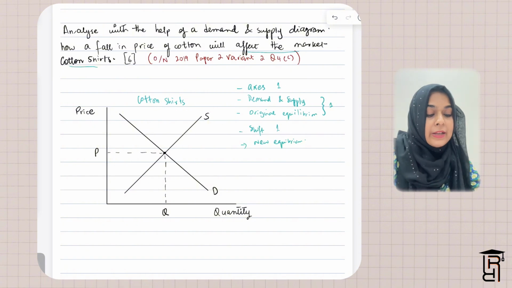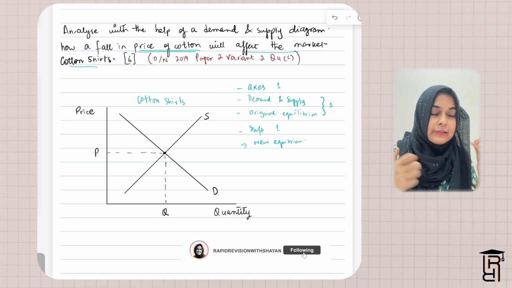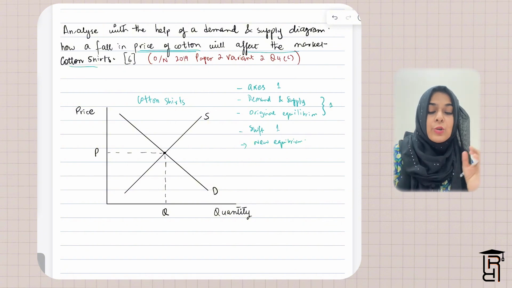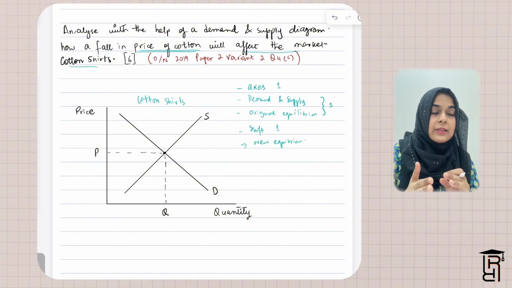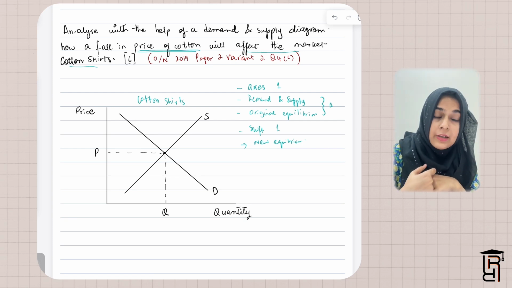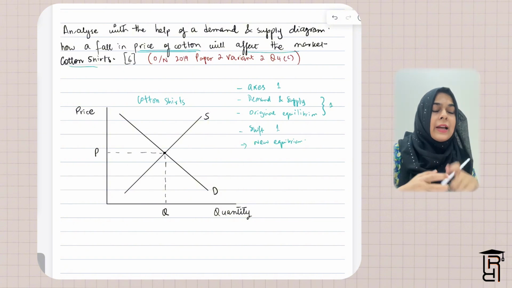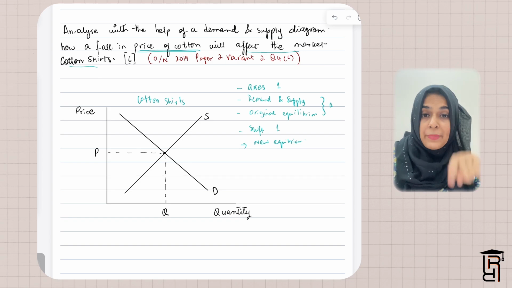They are saying here price of cotton. So the factor here is the price of cotton. You need to think that cotton shirts are produced out of cotton. So if cotton has reduced in price, that is going to affect the cost of production of producing cotton shirts, right? Because cotton is a raw material for cotton shirts. In that way you must think, okay, this is a factor that shifts the supply curve.